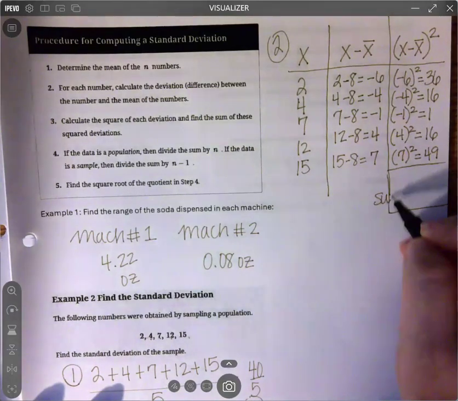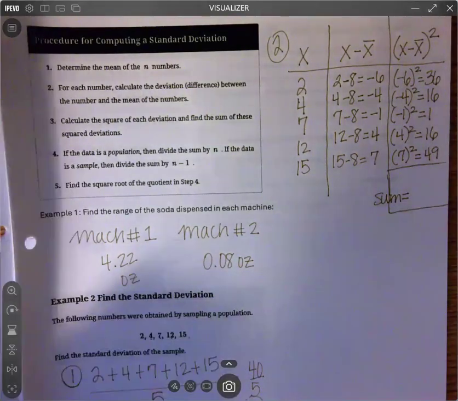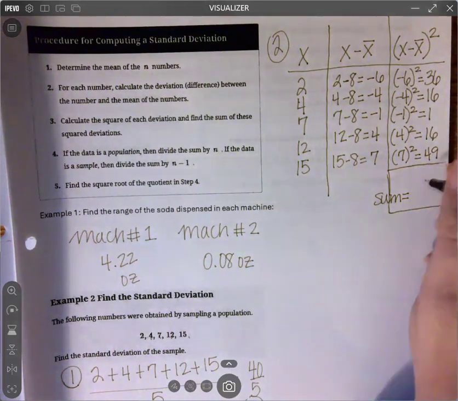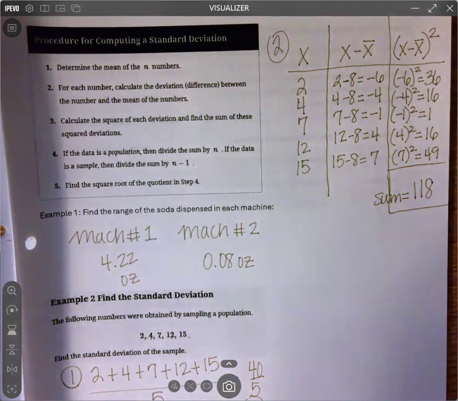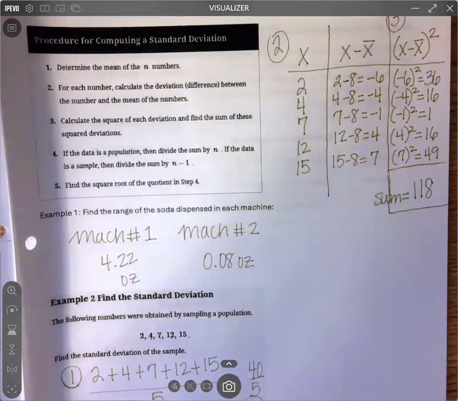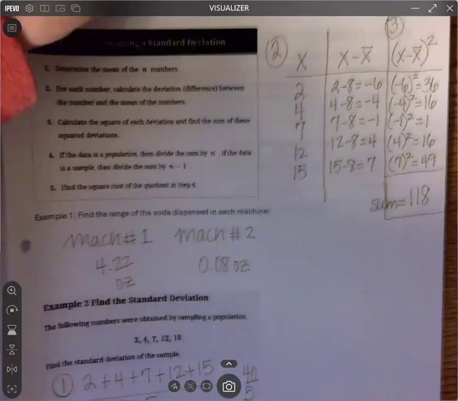Now we want to add up all of those values. So go ahead and grab your calculator. 36 plus 16 plus 1 plus 16 plus 49. And what is that sum? 118. So step number 2 and step number 3 made up our table.